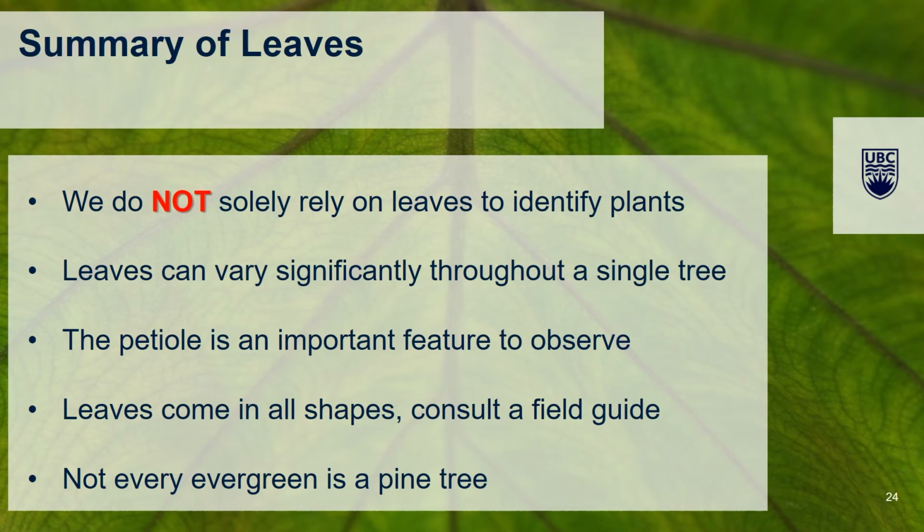To summarize the lecture, leaves are just one piece of information when identifying a specimen. You need to use other features to confirm. Leaves can vary in size, color, and texture, so you need to look at multiple leaves in the canopy. Looking for the petiole can help distinguish between compound and simple foliage. Field guides often have image keys to leaf shape and margin type with extensive details.